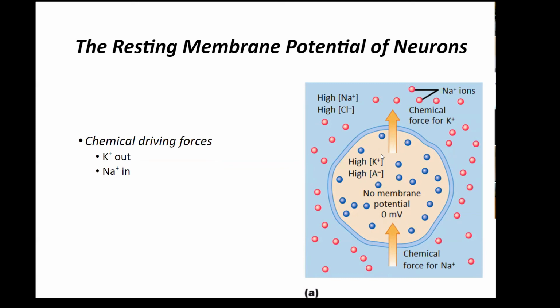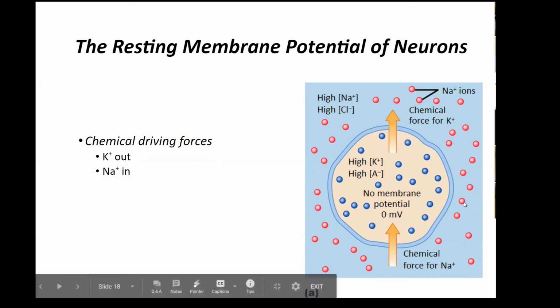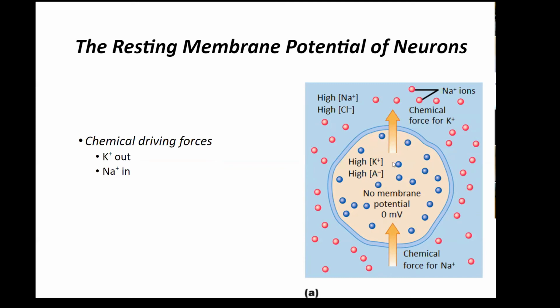If we're looking at just the chemical driving forces on each of these ions, we see that we have high potassium inside the cell. So lots of this purple inside, which means our chemical force for potassium is from the inside to the outside, because there's not really much potassium outside the cell. So it's going to want to move down its chemical gradient from the inside to the outside. The chemical driving force for sodium is from the outside to the inside. So it's going to be the opposite direction from the potassium.